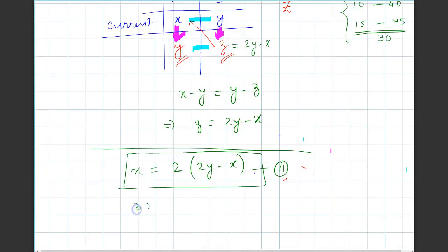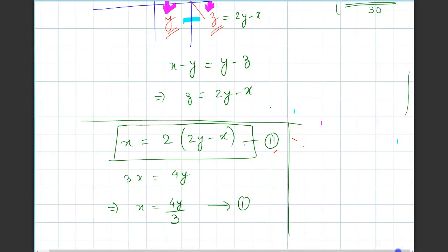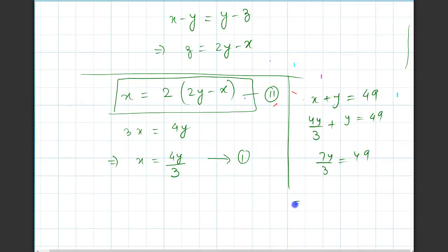Fair enough, so this will become 3X is equal to 4Y, or X is equal to 4Y by 3. If I replace this in the first equation, X plus Y is 49, so 4Y by 3 plus Y is equal to 49. 7Y by 3 is equal to 49, or the value of Y is equal to 49 into 3 upon 7. 7 7s are 49, 7 3s are 21. B is 21 years old.